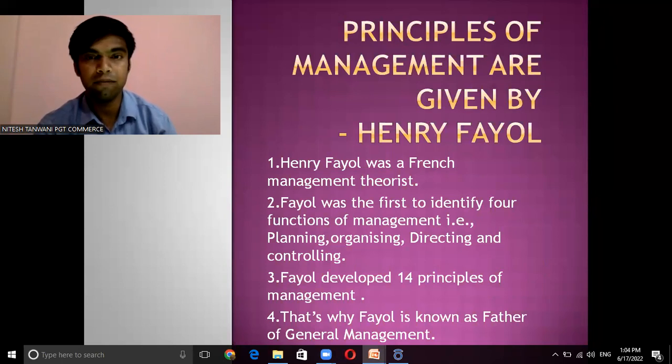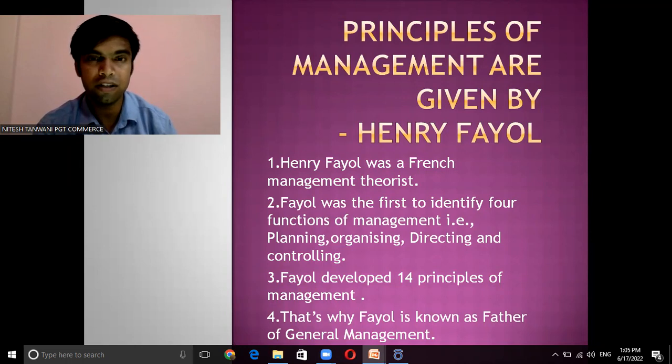Principles of management are given by Henry Fayol, as we have already discussed. Henry Fayol was a French management theorist. Fayol was the first to identify 4 functions of management. As we know, there are 5 functions of management, but out of those 5, 4 were identified by Henry Fayol. These are planning, organizing, directing, and controlling. Staffing is not included in this because staffing was not identified by Henry Fayol. Fayol developed 14 principles of management. That's why Fayol is known as father of general management. This is about Henry Fayol.